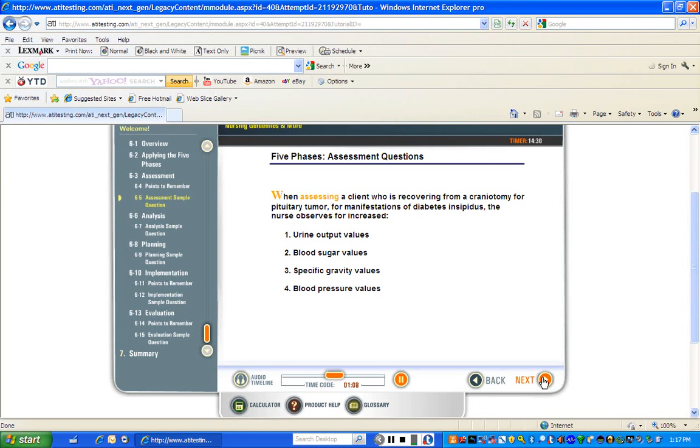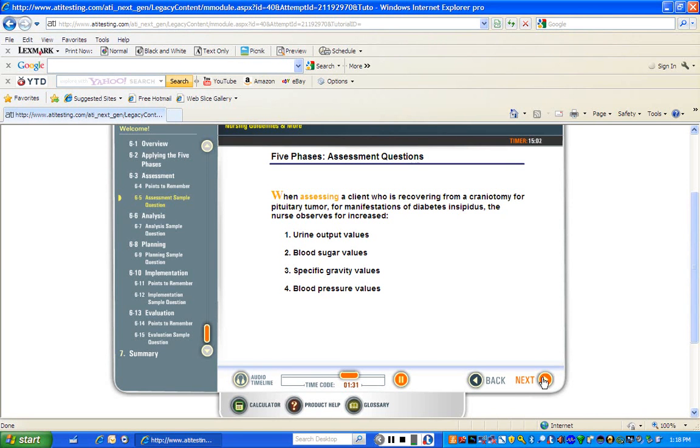DI caused by a lack of ADH, or hyposecretion, is called central DI. Central diabetes insipidus is caused by damage to the hypothalamus or pituitary gland as a result of surgery, infection, tumor, or head injury. Option 2, blood sugar values, will receive a minus sign. This would be appropriate if the diagnosis were diabetes mellitus.